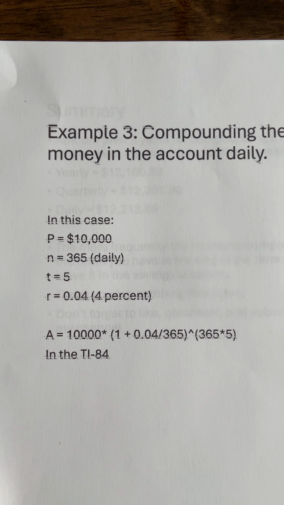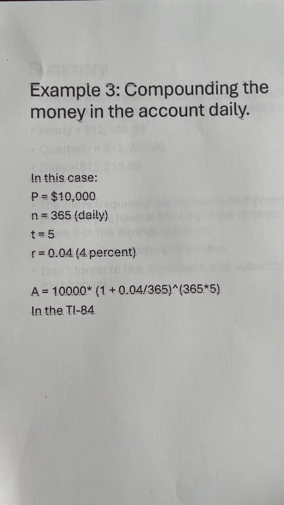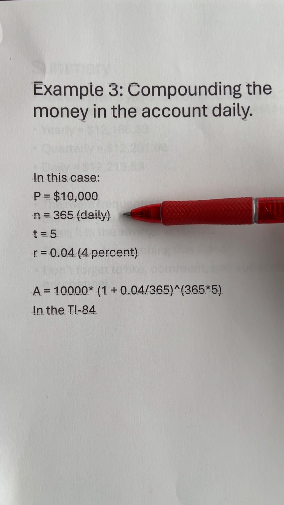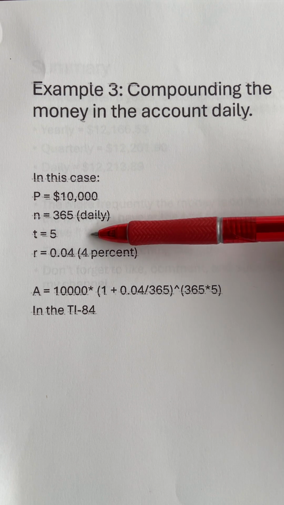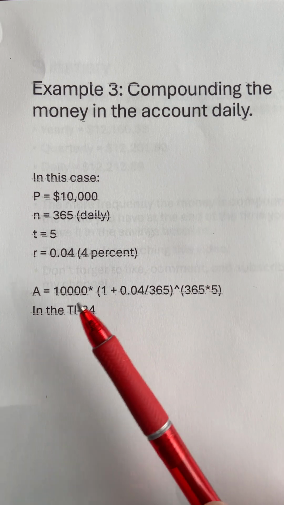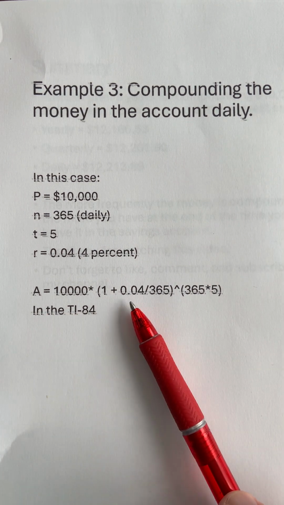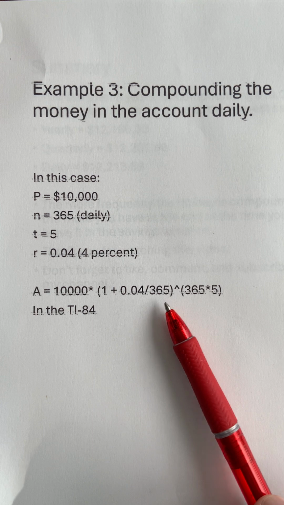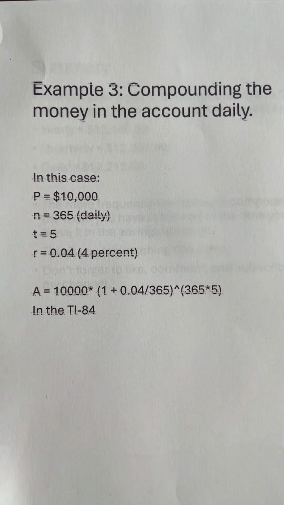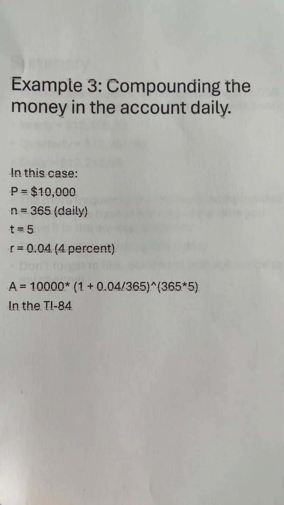So next, let's look at the third example where we're going to compound daily. This is what a lot of banks do, so this is probably a more realistic example. We've got our $10,000, and we compound 365 days a year for 5 years at a 4% interest rate. So this is going to be our formula now. 10,000 times 1 plus 0.04 divided by 365, raised to 365 times 5 power. So it's 1 plus a small number raised to that large number. So let's do that in the calculator and see what we get.